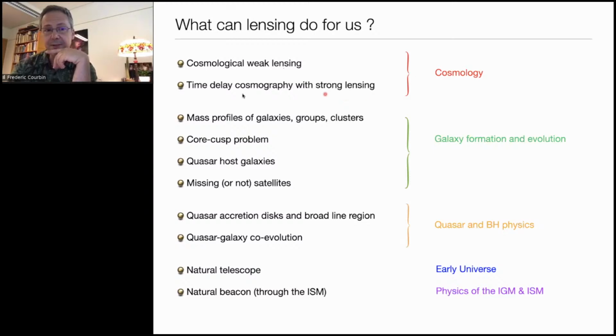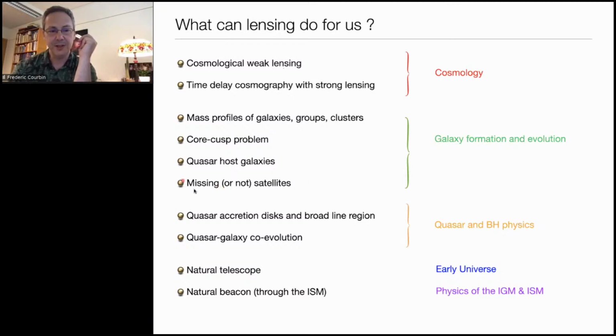You can measure H0 with lensing. I will show examples of that. You can measure the mass profile, so total mass, of galaxies, groups, and clusters. You can, in some cases, address the core cusp problem in the center of lens galaxies. You can study quasar host galaxies, either because they lens something in the background, so you can measure their mass and mass profile, or because they are lensed by something, and then you see the host galaxy of distant quasars stretched outside the area where the quasar is. So you immediately have access to the host galaxy. It's not that you have a coronagraph, let's say, but you see the host galaxy bigger than it is, and then it's not contaminated anymore by the quasar.